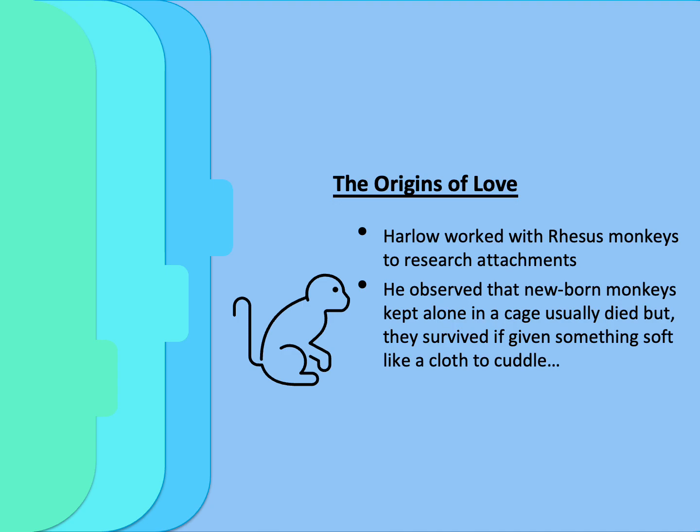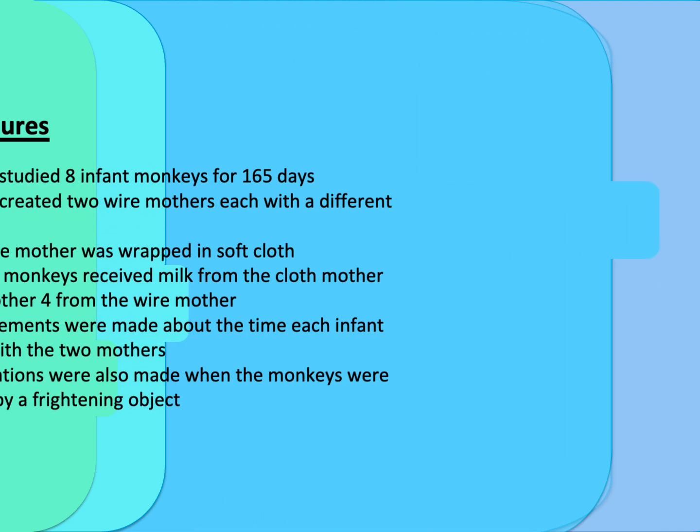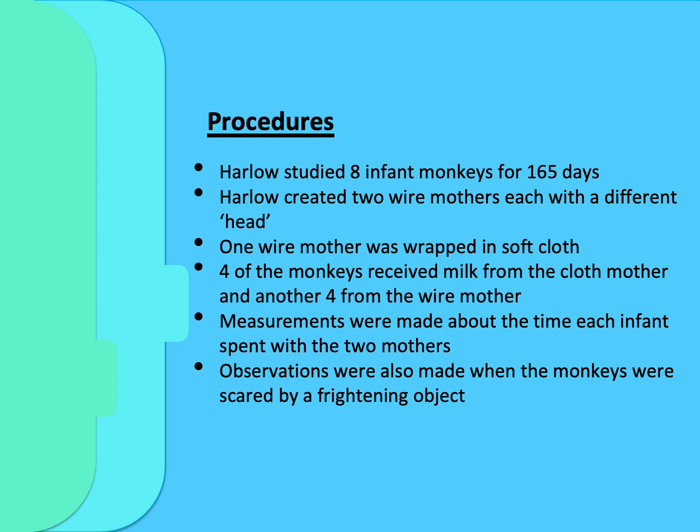So what Harlow did was use 8 infant monkeys, and he studied them for 165 days. He created 2 wire mothers which had different heads. One wire mother was wrapped in soft cloth, still made of wire but wrapped in that cloth. 4 of the monkeys received milk from the cloth mother. The other 4 monkeys received milk from the wire mother.